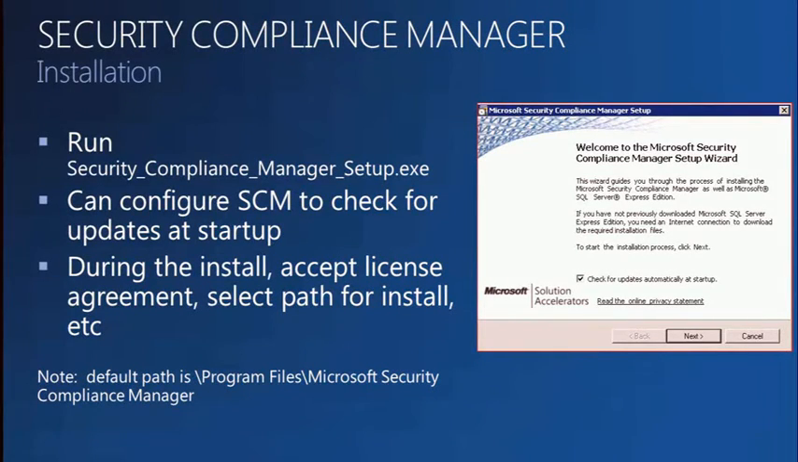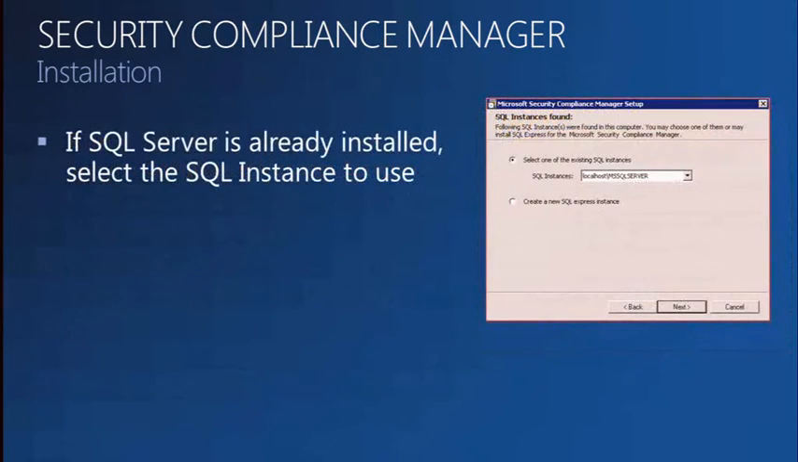During the install, it's going to ask you to accept the EULA, to choose the install path, and all the typical questions it asks during a setup process. The default path it installs to is shown here on the screen. So we put in our information, enable check for updates or not, and click next. If SQL is already installed on the box, we can choose the instance to use or create a new instance for SQL.